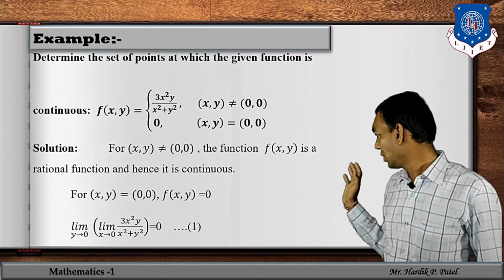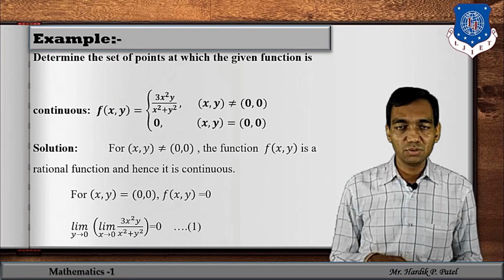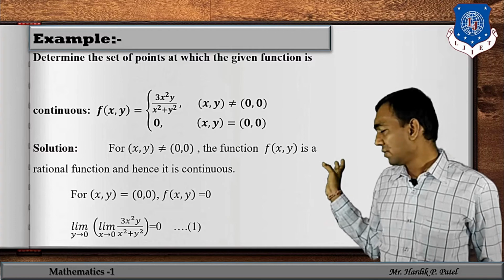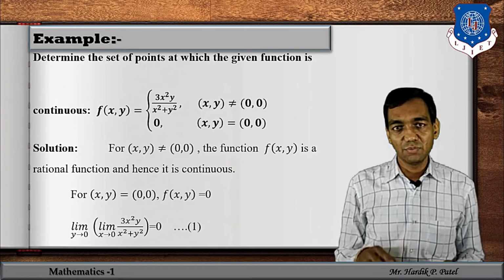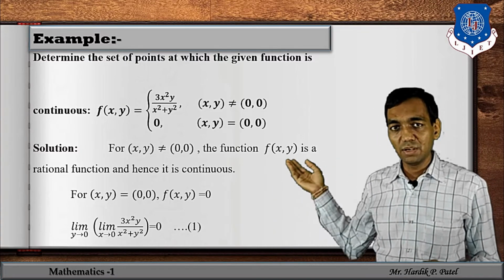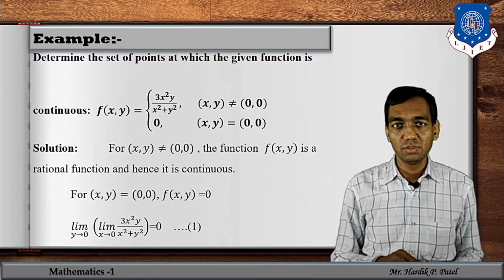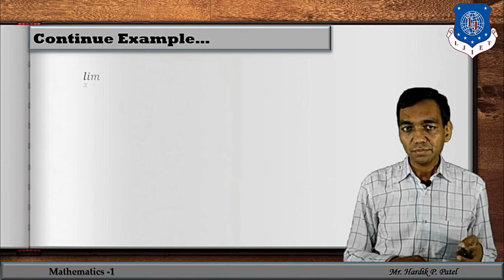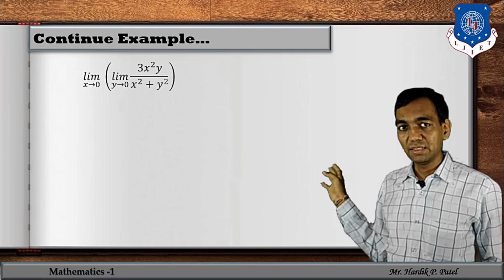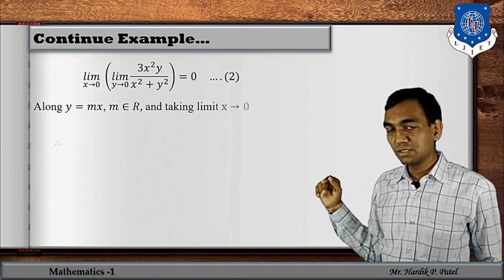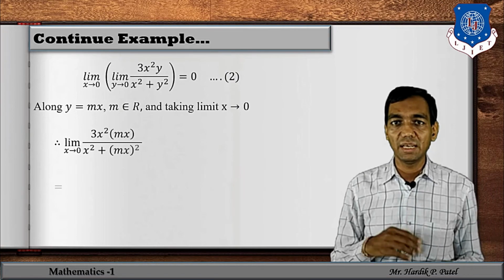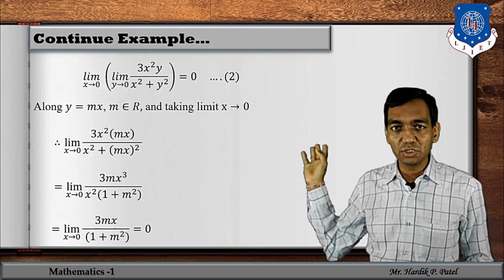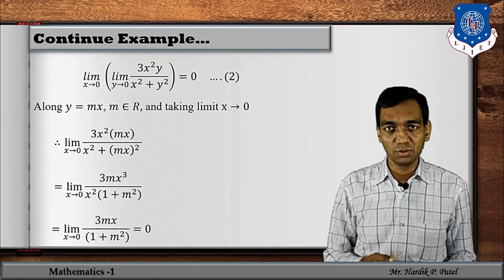So first we are going to find the iterated limit: limit y tends to 0, limit x tends to 0, 3x square y upon x square plus y square. If you put the limit of x, then you will have 0 upon y square, that is 0. In the same manner, secondly, we find limit x tends to 0, limit y tends to 0, 3x square y upon x square plus y square. First the limit of y is 0, so you will have 0 upon x square, that is again 0.